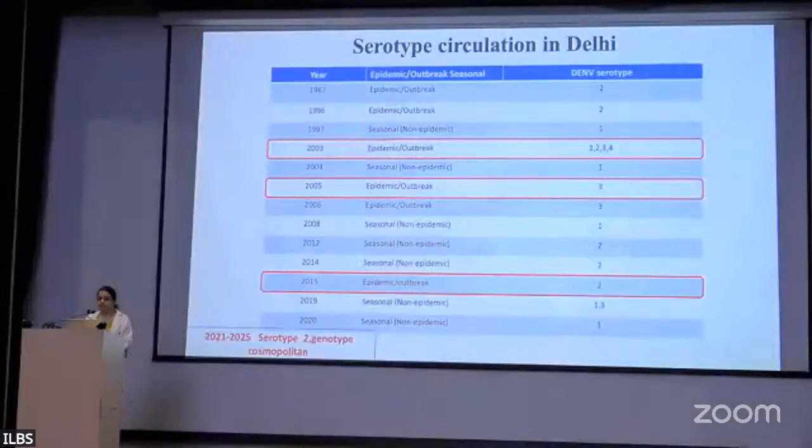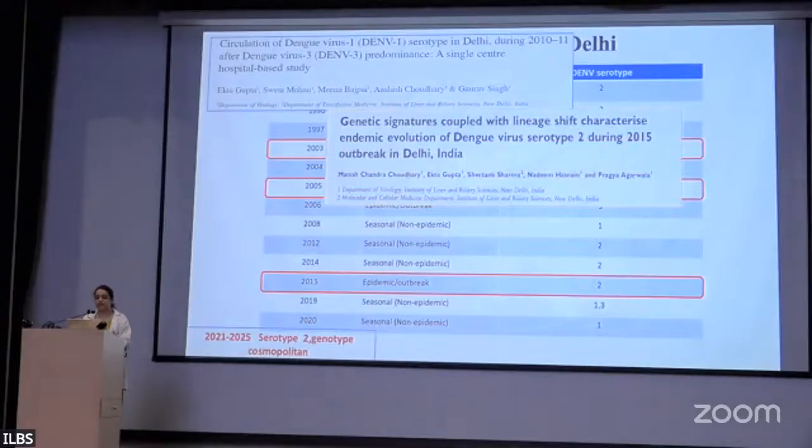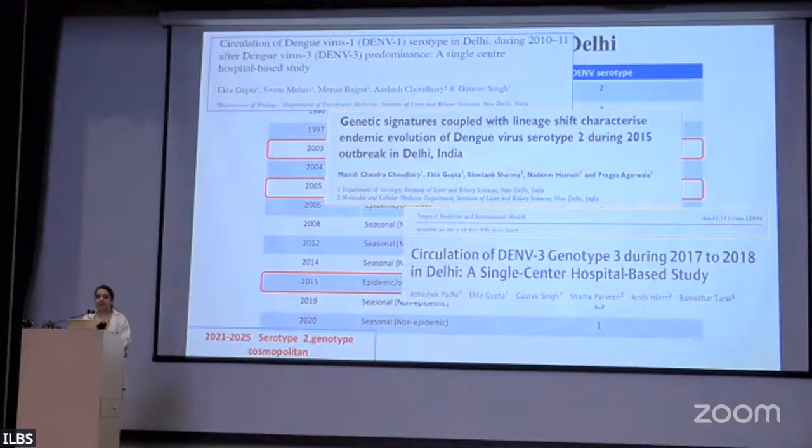Now coming on to the discussion. There are various serotypes circulating in Delhi for many years, and earlier data from our institute showed a shift from dengue 3 to dengue 1 predominance, and subsequently during the 2015 outbreak, there was a shift to dengue 2. Later in 2017-18, circulation of dengue 3 genotype was documented. And in continuation of this, our study from 2021 to 2025 demonstrates predominance of dengue 2, specifically the cosmopolitan genotype.